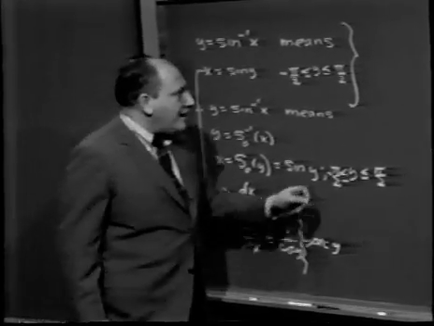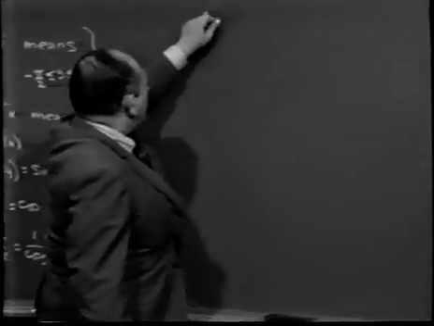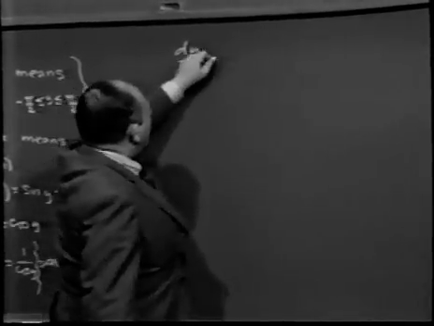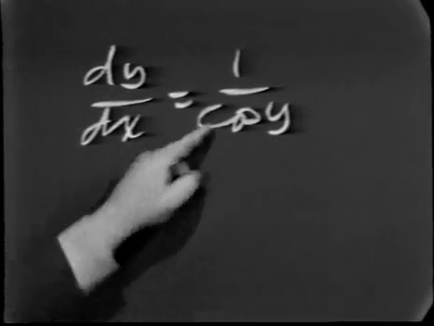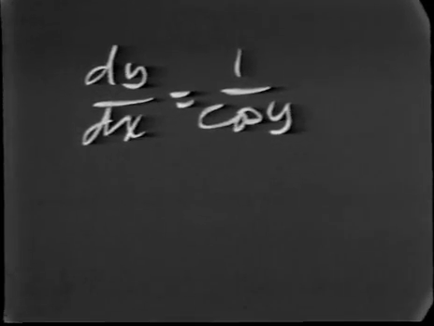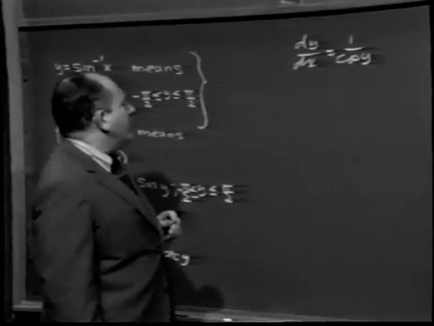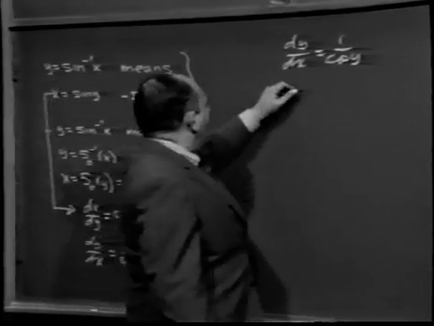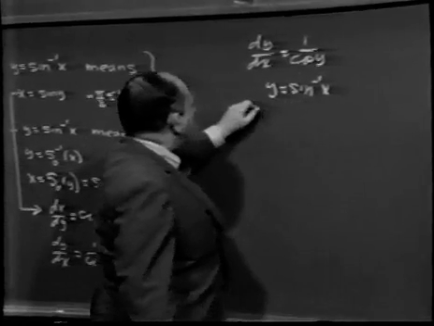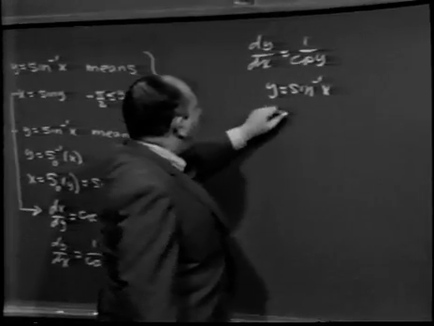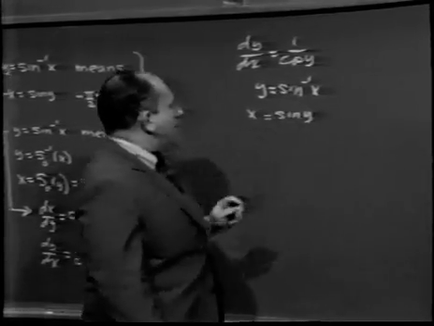I can write down that dy/dx is 1 over cosine y, but somebody can say to me, I'd like the answer in terms of x. How can I get this answer in terms of x? That's an interesting question sometimes. Recall that y equals inverse sine of x says the same as what? x equals sine y.